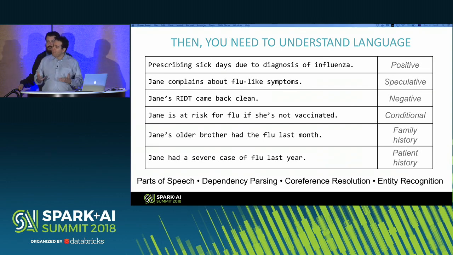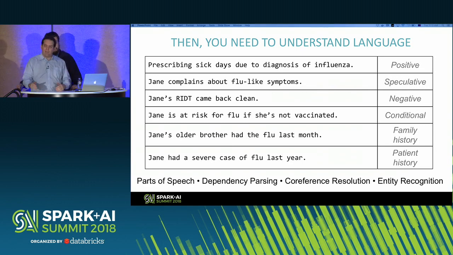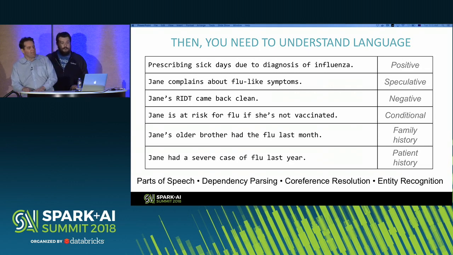I need to do entity recognition, so I need to understand that influenza and flu are basically the same thing. I need to understand that RIDT, which is a noun here, is the test for influenza. So if the test is clean, meaning it's good, it means that your diagnosis for influenza is negative, right? And I need a domain understanding in addition to the grammar. And those are the kind of algorithms that we're talking about.